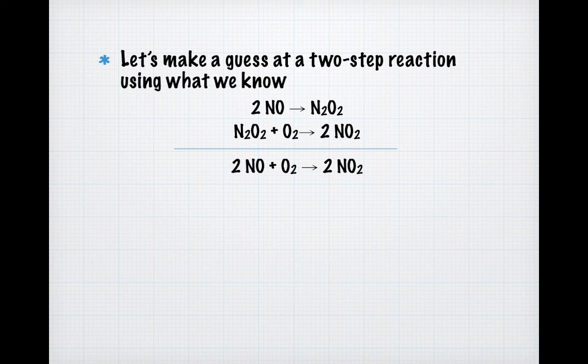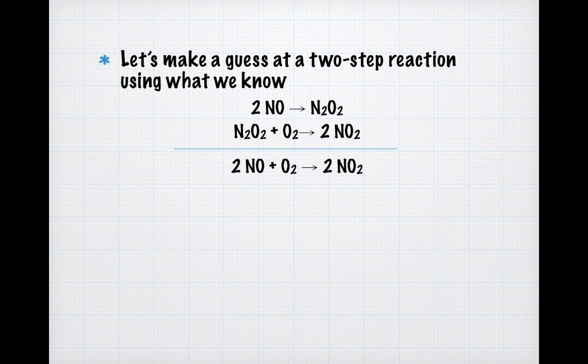So let's just take a guess at a two-step mechanism, and we'll use what we know. The only thing that we really know is that we have N2O2 serving as a reaction intermediate here. So we're going to have two of our reactant molecules from the reaction, our two NO molecules. They're going to collide and fuse together and make an N2O2 molecule. Then that N2O2 molecule is going to react with the other reactant, O2, and that'll give us 2NO2.